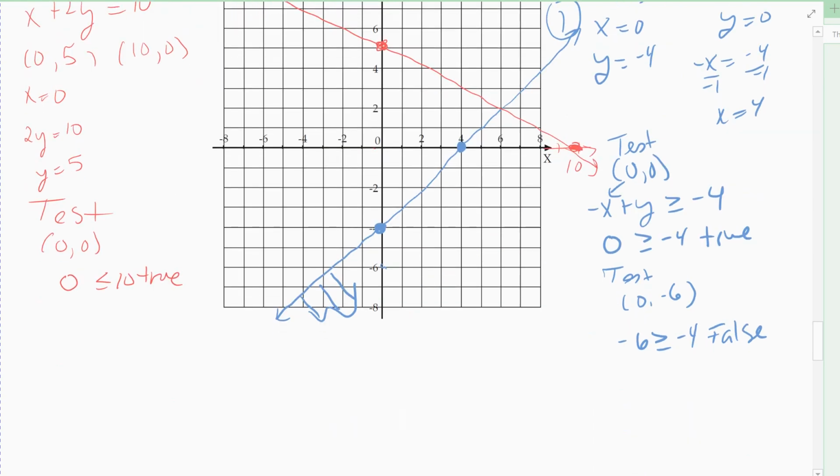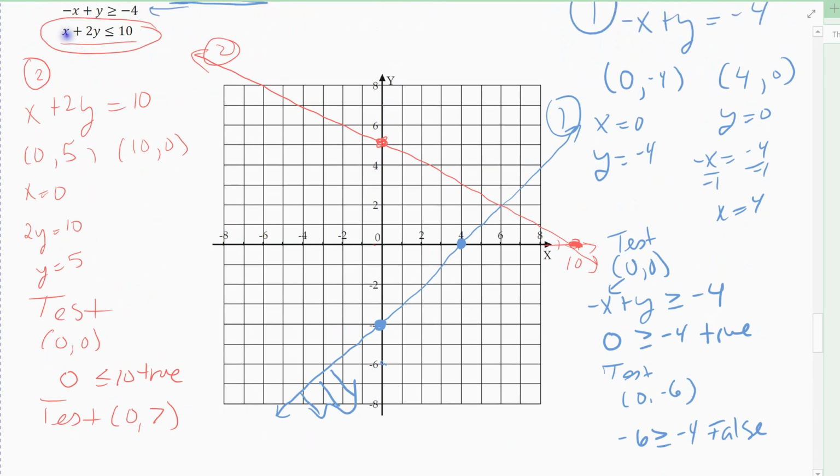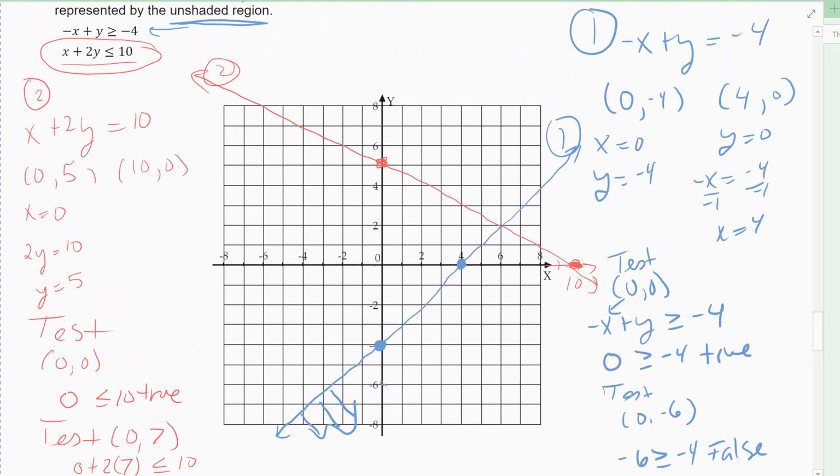But if you're unsure, you could always pick a second test point above it. So maybe I'll pick (0, 7). That's above it. So I'm going to plug (0, 7) in. So x zeroes out. It's going to be 0 plus 2 times 7 less than or equal to 10, which comes out 14 less than or equal to 10, so that is the false side. Which means that's the side we're going to shade. So I'm going to shade above.